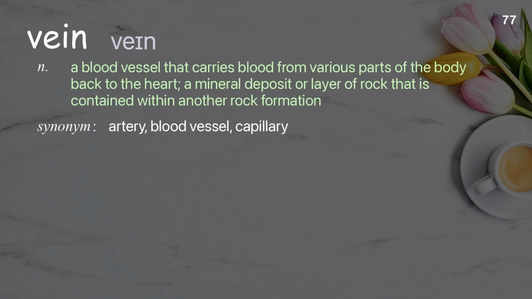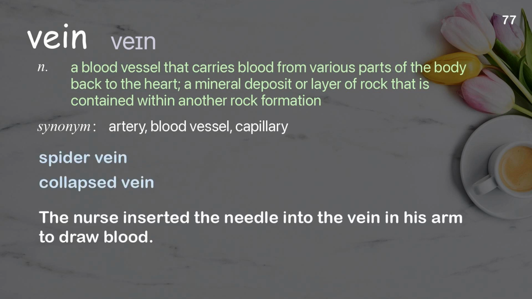Vein. A blood vessel that carries blood from various parts of the body back to the heart; a mineral deposit or layer of rock that is contained within another rock formation. Examples: spider vein. Collapsed vein. The nurse inserted the needle into the vein in his arm to draw blood.